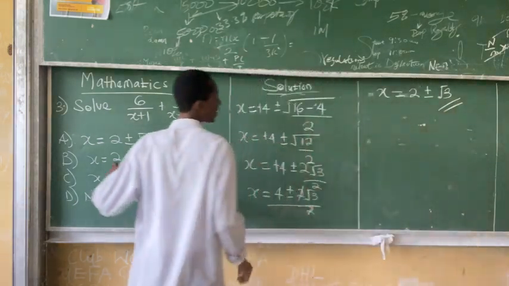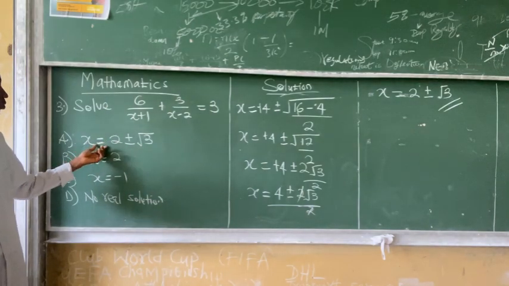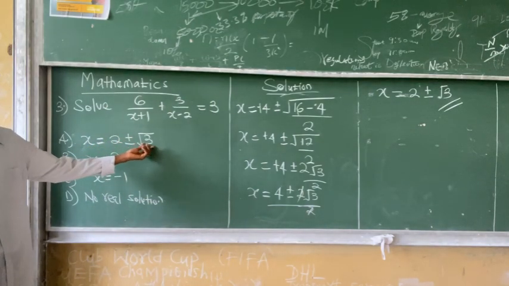If you come here, the correct option is what? Option A. x is equal to 2 plus or minus root 3.